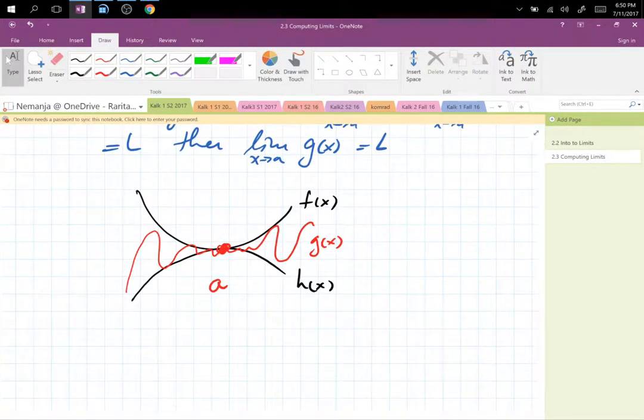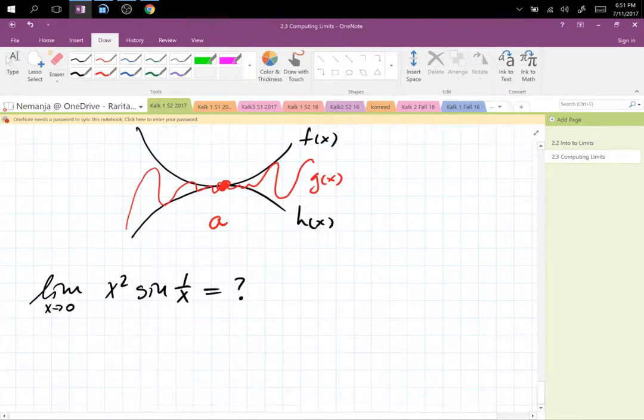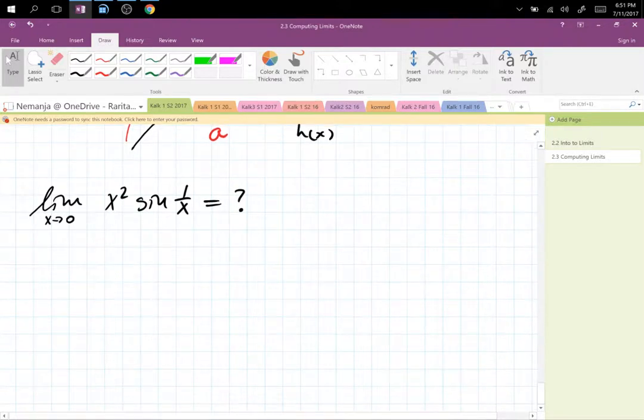I believe the book has only 2 or 3 problems on this, so try to do all of those. Limit x squared of sine 1 over x as x goes to 0. So how would you find this limit? Now, pay attention how I build it up. We are going to build this up from scratch.